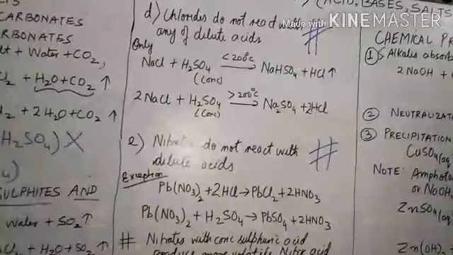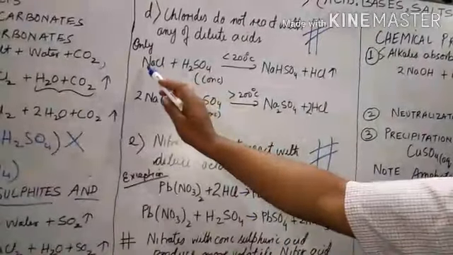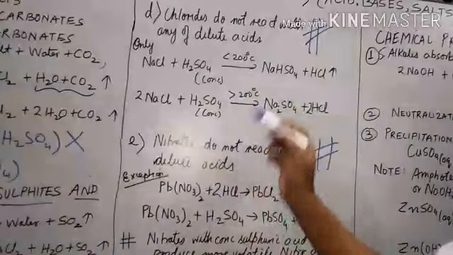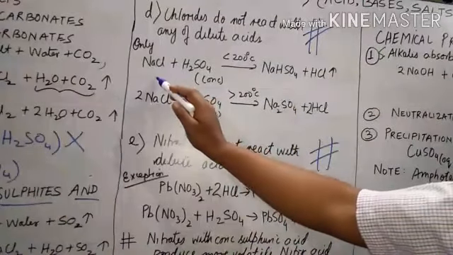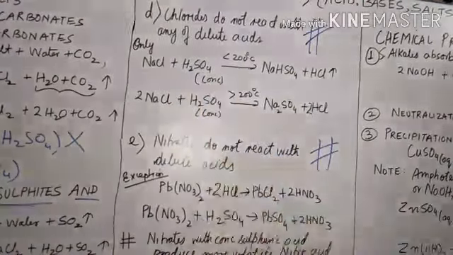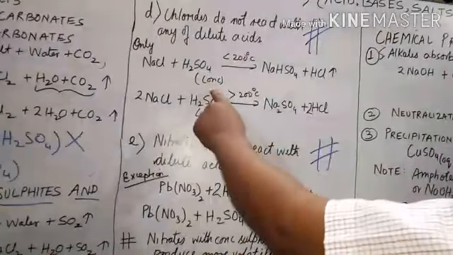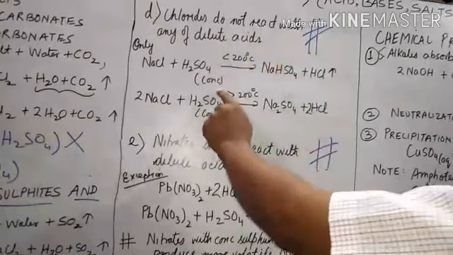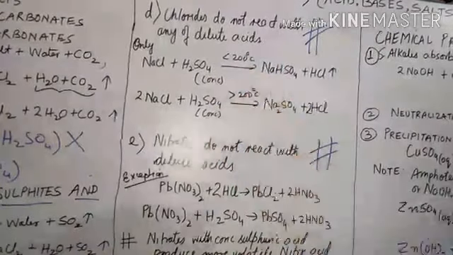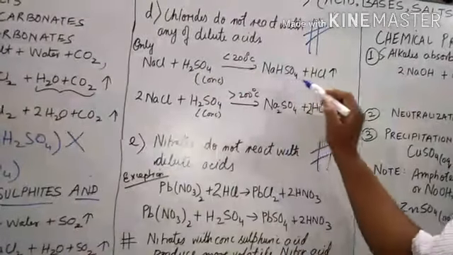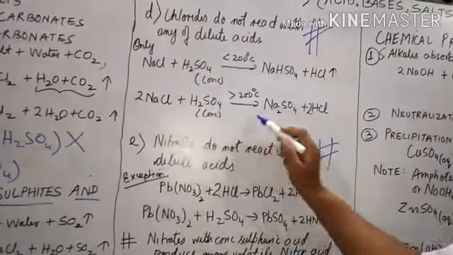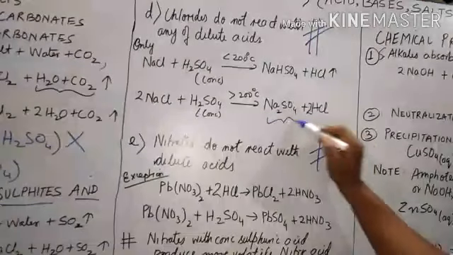Dilute acids say chlorides, but there is an exception also, or you can say some reactions happen in this way. NaCl, it is also a chloride. It reacts with H2SO4 in concentrated mode. With concentrated H2SO4 at less than 200 degrees Celsius, it gives NaHSO4 plus HCl. And then in the second step, NaCl plus H2SO4 at greater than 200, this will form salt.